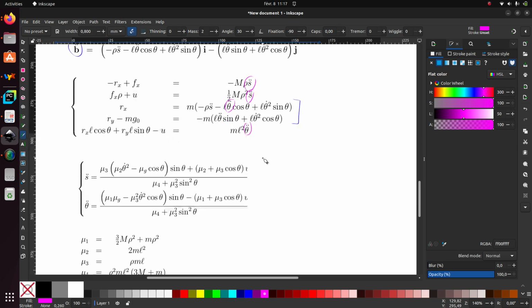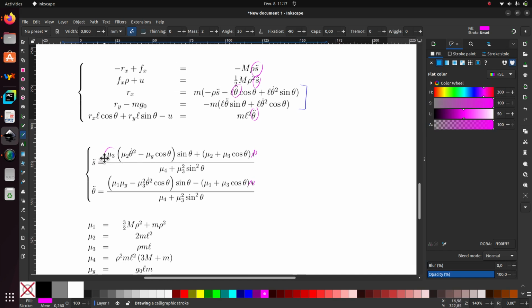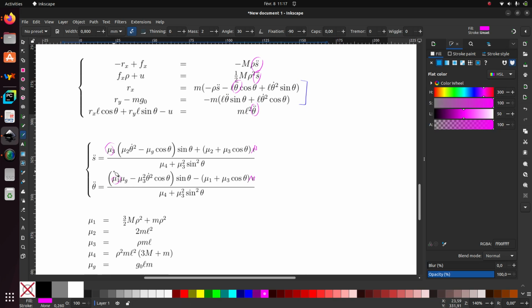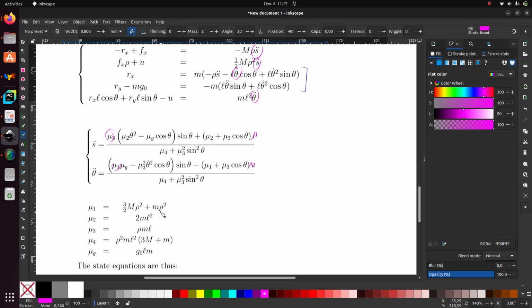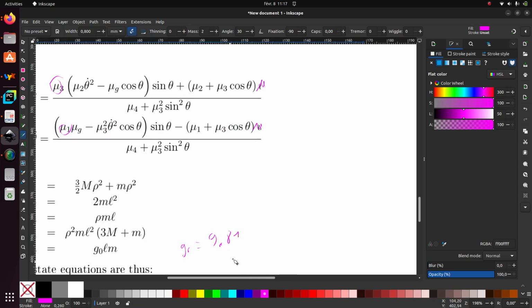Here it's U. When I write this expression, for simplicity, I will make some coefficients appear, mu1, mu2, and so on, which depend on the mass and the dimensions of my system: M, rho, L, and also the gravity g0, which is equal to 9.81 meters per second squared.